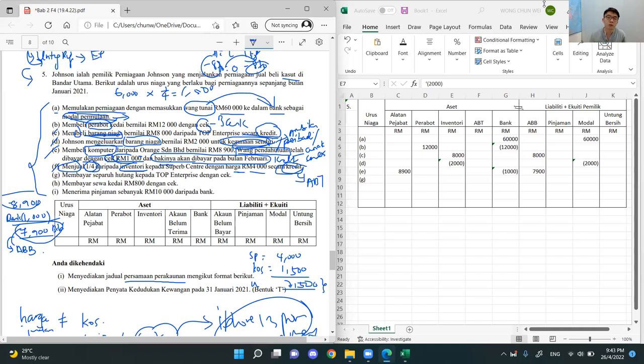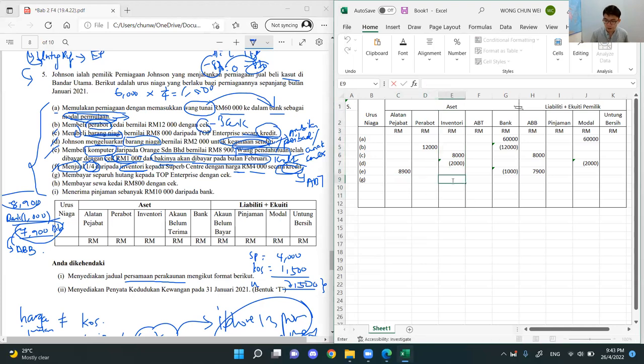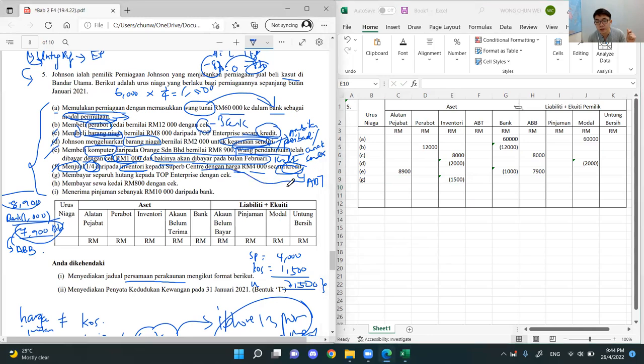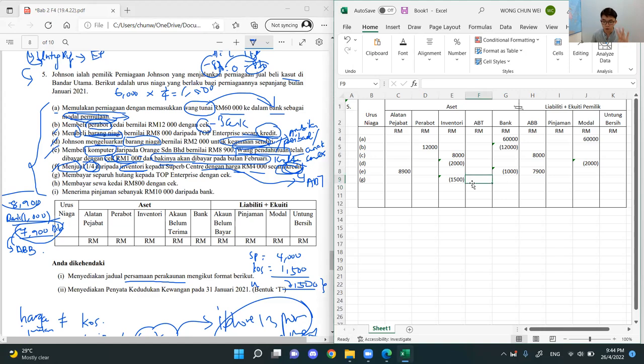And how do you record in this jadual? So first of all, the inventory you draw, kan. Okay, so you got a minus, right? You draw, you keluar. How much? Not 4,000, it is the cost, 1,500. Okay, next, how much do they sell to this super center? 4,000. And this super center is your ABT, account belum terima. How do you know it is account belum terima? Because it's a charter credit and your job. Therefore, in your ABT, you got 4,000 ringgit, because super center belum bayar 4,000 ringgit to us.